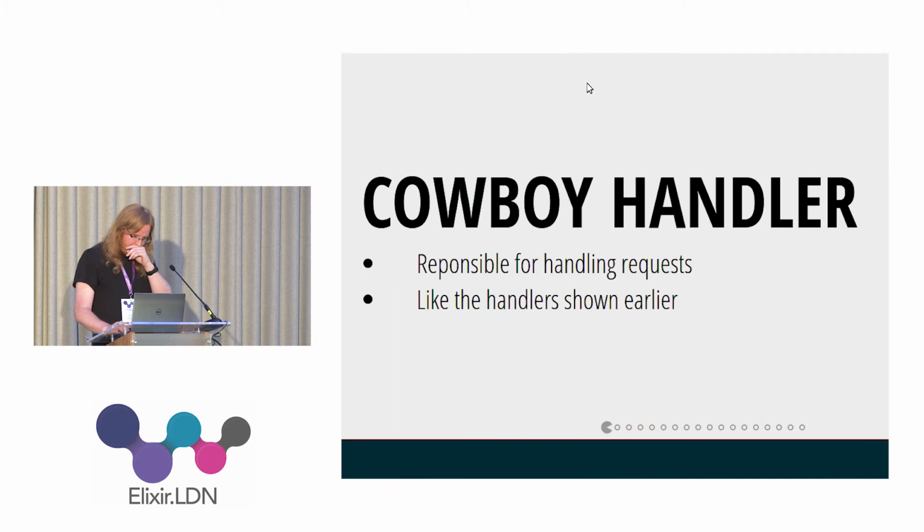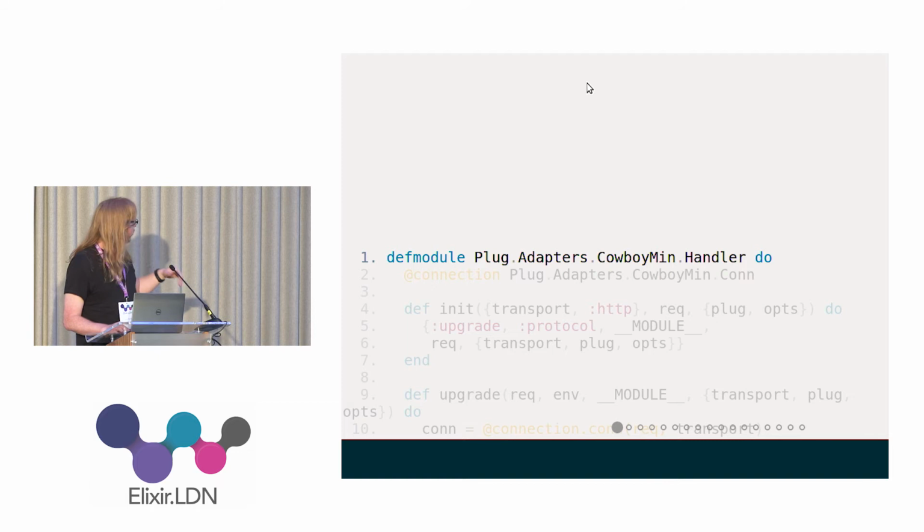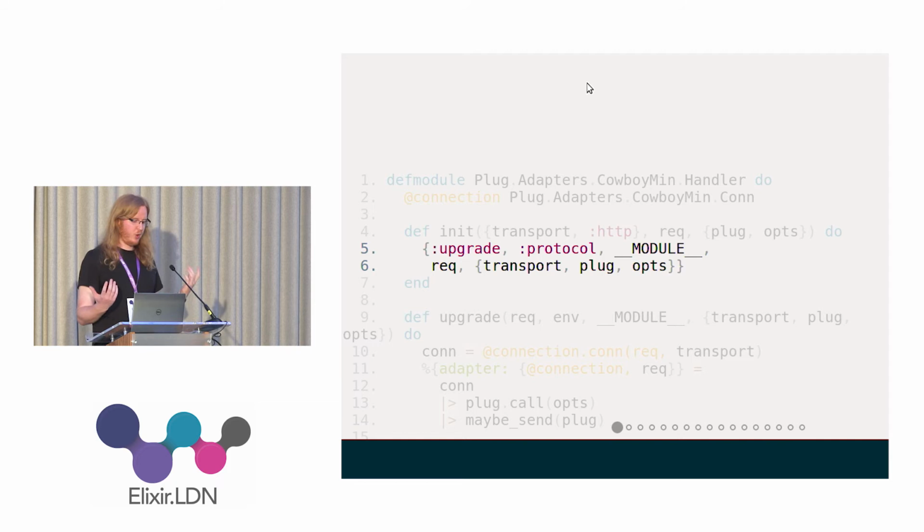And the handler, this is similar to the handlers I showed earlier, but this is for handling requests and then taking them into Plug. So this is like the entry point for requests when using Plug. It's very similar to the handlers I showed earlier, so I'll just quickly go over it. Instead of returning ok, request, and then the module name, ok, request, and then the state, we return upgrade, protocol, module. And this tells Cowboy that we want to use its sub-protocol feature.